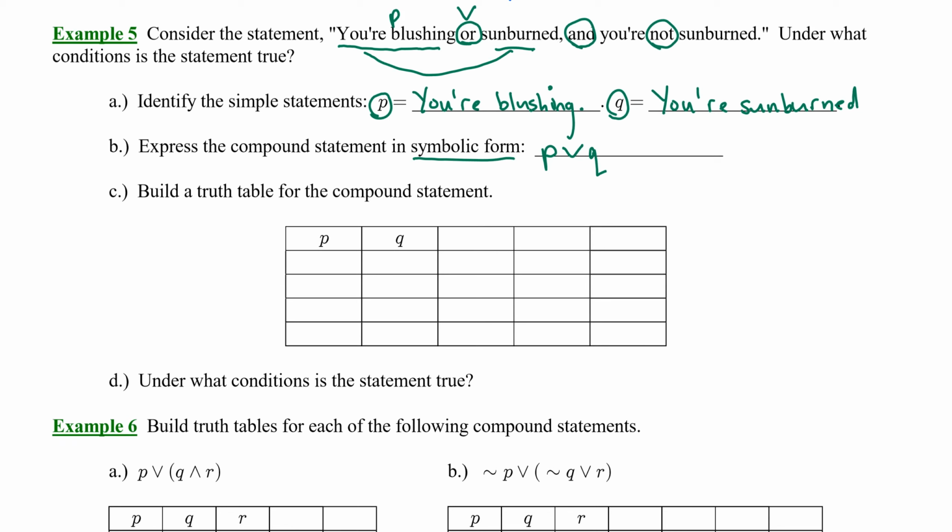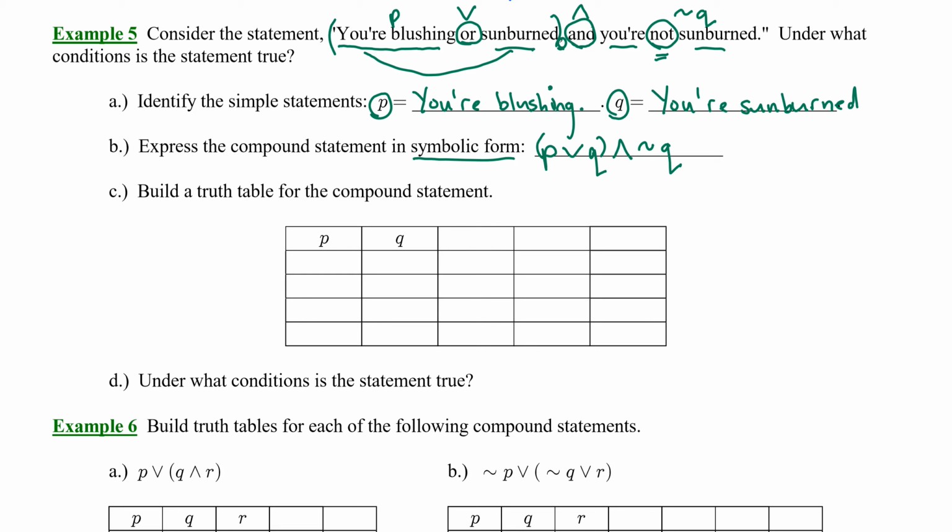You're blushing or sunburned. Now we have a comma here which kind of groups that statement all together. So I'm going to group this statement in a set of parentheses. Our next word we have is the connective and. Then we have the statement again, you're sunburned, but it has been negated. So this is going to be not Q. So in symbolic form, the structure of our compound statement is P or Q, and not Q.